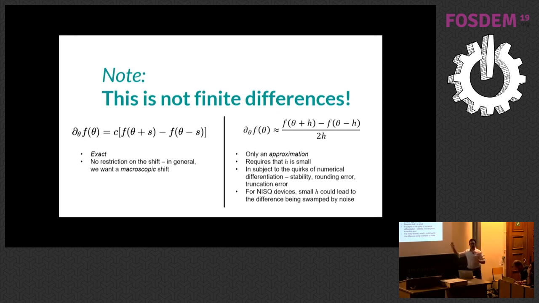So finite difference is only an approximation, requires that h is small or an infinitesimal quantity, and is subject to the quirks of numerical differentiation. Those of you who've done numerical differentiation before know that it can be a hassle. If you're working with a system that's significantly stiff, then you have stability issues. There's also rounding error, precision error, truncation error. And specifically for the quantum devices we have now, which are noisy, reducing h, which classically and ideally would reduce the error in your system, could actually increase the error due to being swamped by noise. So I'll explain that briefly here.